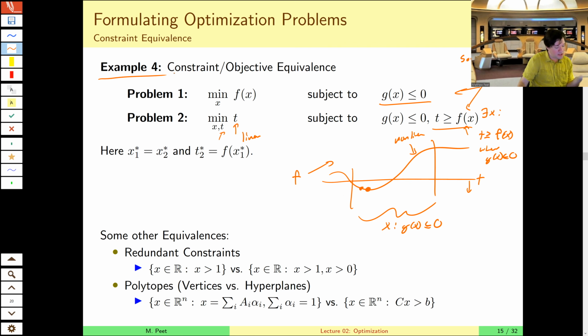Some other equivalences to briefly mention: redundant constraints. You can always add an additional constraint which is satisfied on the feasible set, and then it doesn't change the feasible set. So for example, if your feasible set is x greater than 1, the set of x such that x is greater than 1 is not changed if you add an additional constraint x greater than 0.